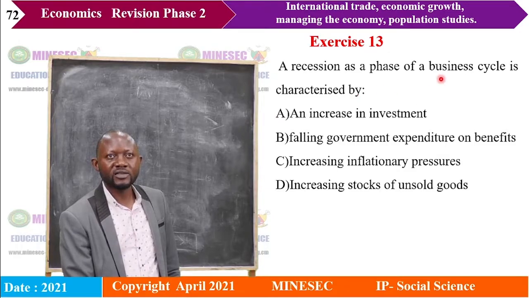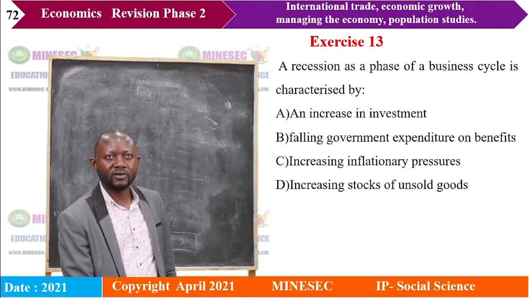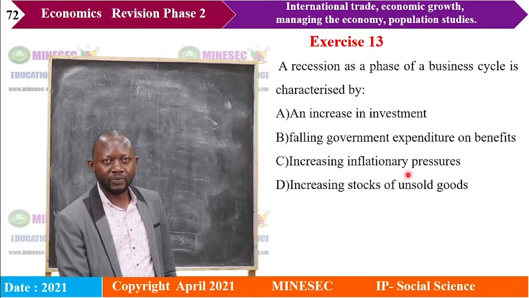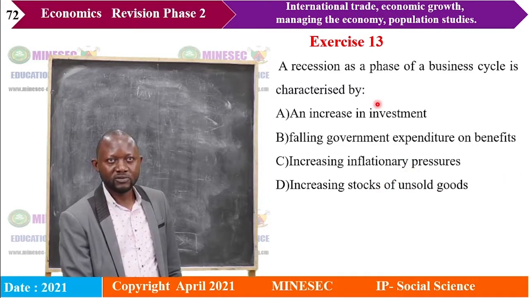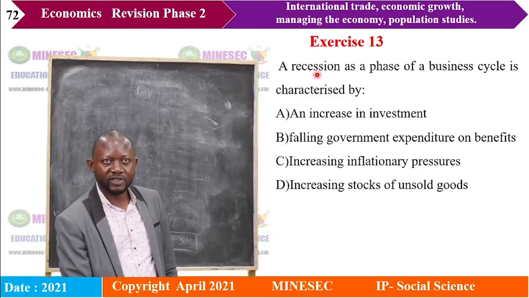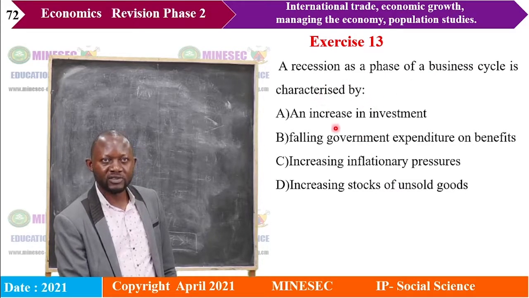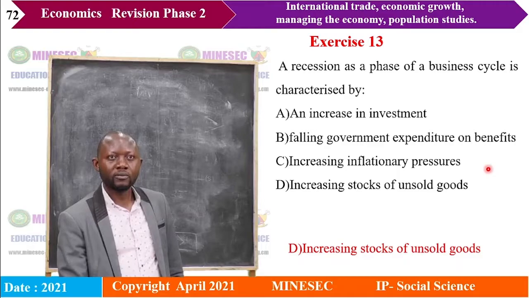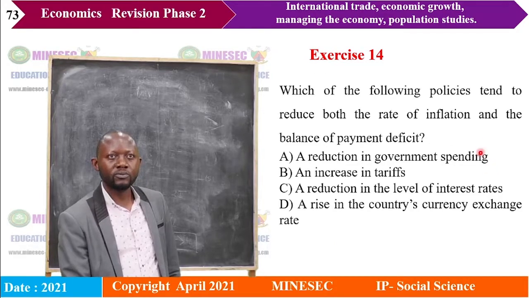A recession as a phase of the business cycle is characterized by an increase in investment, falling government expenditure on benefits, increasing inflationary pressures, or increasing stocks of unsold goods. When we talk about a recession, that means economic activity is slowing down. The right answer is increasing stocks of unsold goods, demand is falling. So we go to 14.